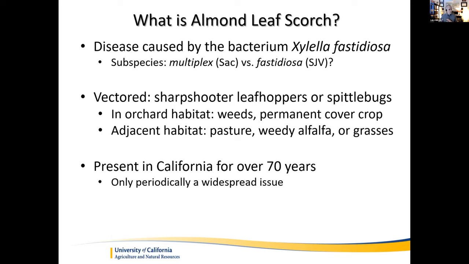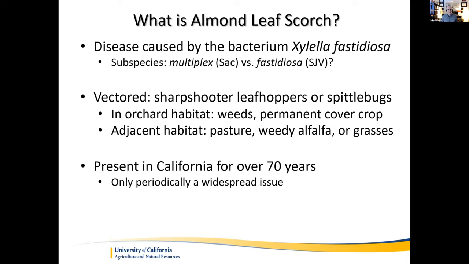This may be a totally different beast, a different disease in the Sac Valley, where it's suspected that there's more of a subspecies called multiplex versus fastidiosa in the San Joaquin Valley. But really, there's just been very little work on the biology and ID of this disease in recent years, which we'll hit on at the end. It's vectored by sharpshooter leafhoppers and spittle bugs, these with the piercing, sucking mouth parts that can vector it from weeds to the almonds. And those weeds could be in the orchard or they could be part of the permanent cover crop. They may be adjacent to the orchard.